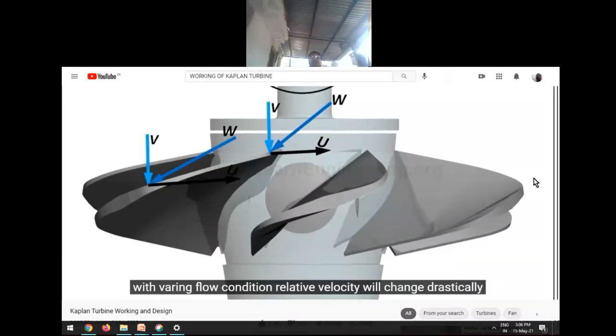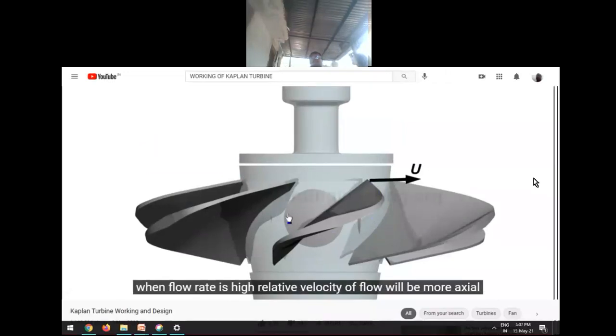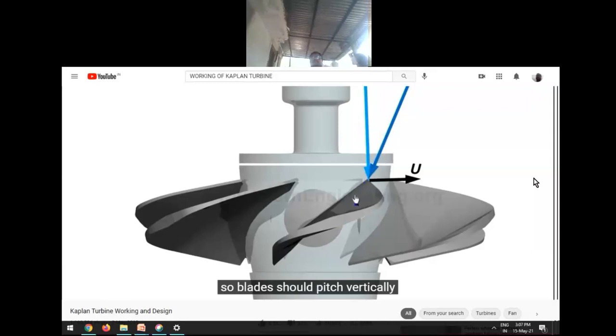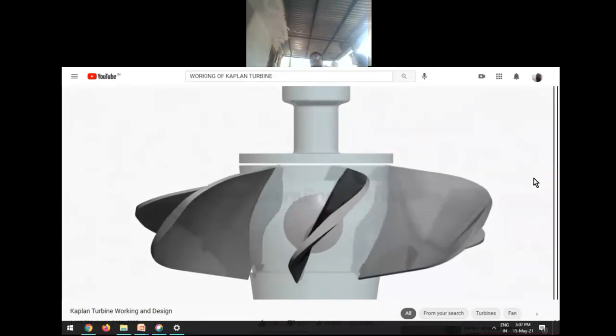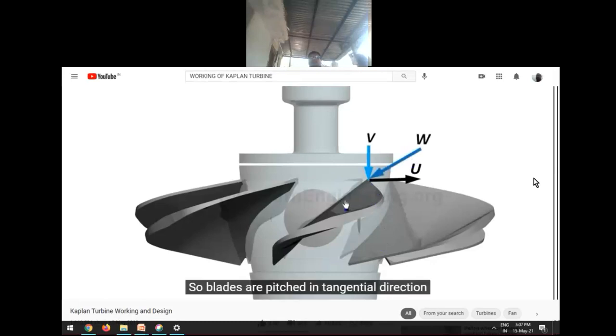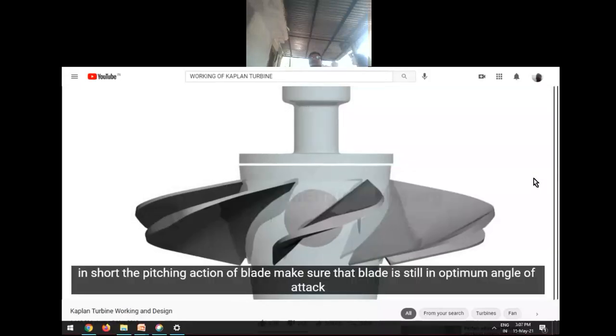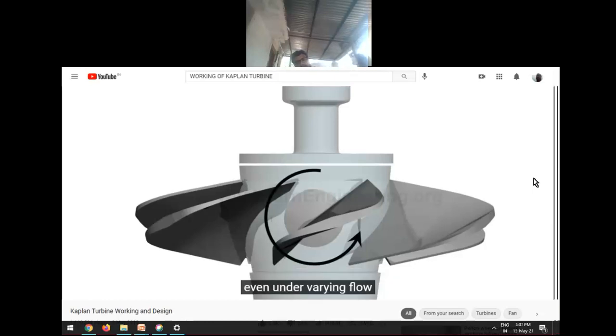With varying flow conditions, the relative velocity will change drastically. Kaplan turbine blades are adjustable. When flow rate is high, the relative velocity of flow will be more axial, so the blade should pitch vertically. If flow rate is low, the relative velocity of flow is more tangential, so blades are pitched in the tangential direction. In short, the pitching action of the blade makes sure that the blade is still at an optimum angle of attack, even under varying flow.